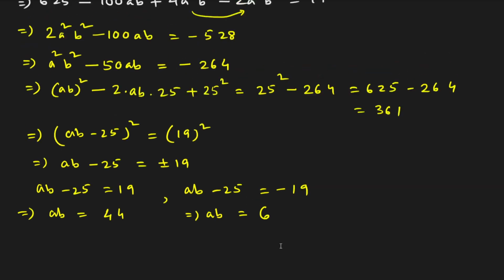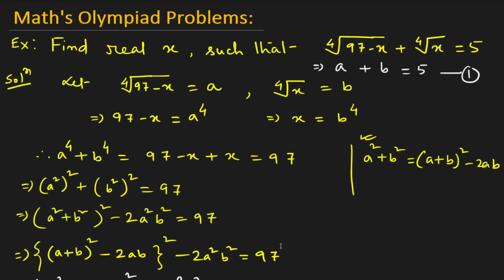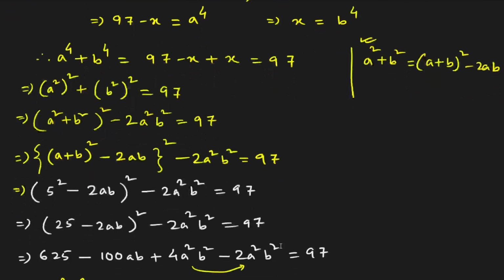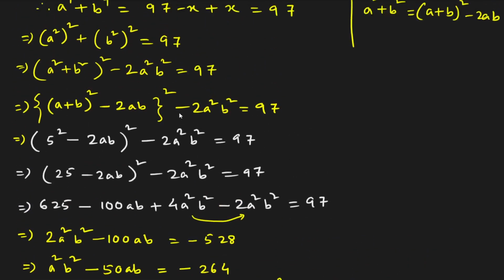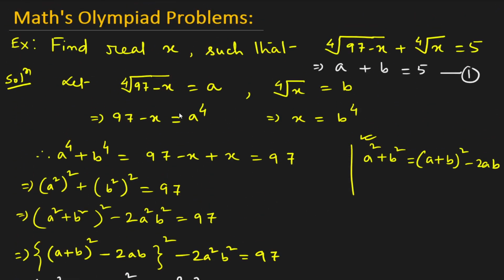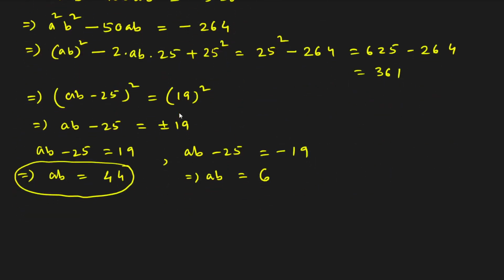But you see, a plus b is equal to 5. Okay, a plus b equals 5. So their product cannot be 44. So this is not possible, because if you take the value of ab as 44, then the initial equation will not be satisfied. So we have this value only. ab equals how much? ab equals 6.